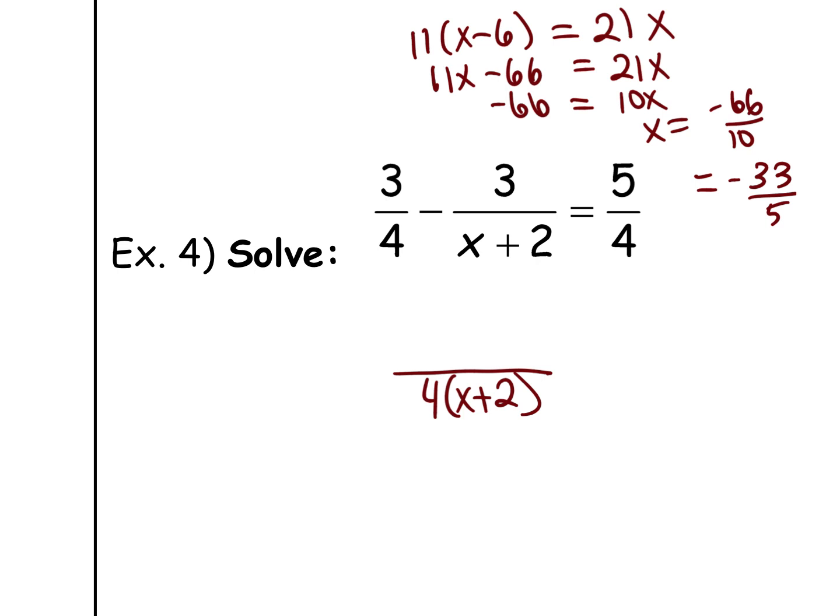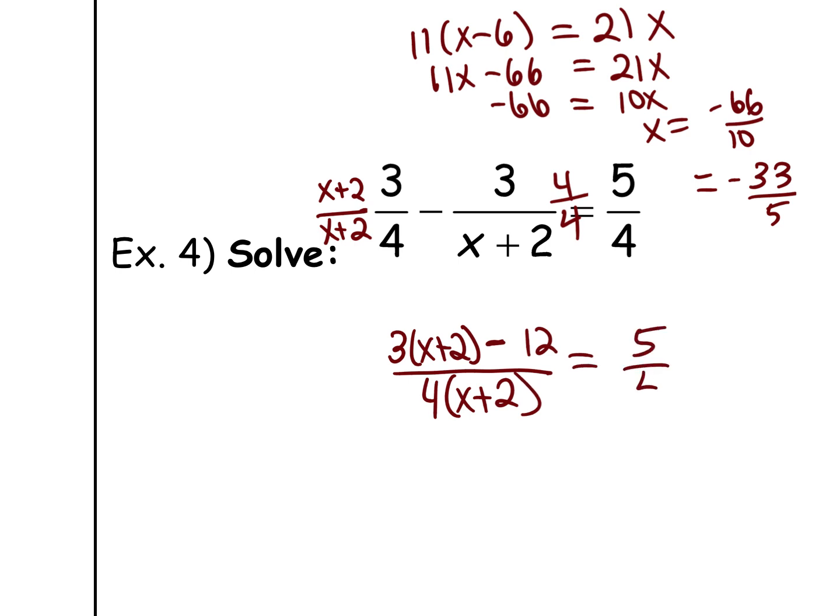The 4 on the bottom doesn't have the x plus 2, so that means this one we have to multiply by x plus 2 over x plus 2. Now we have 4 times x plus 2 on the left, but that means we have 3 times x plus 2 on top. This other piece has the x plus 2, but it doesn't have the 4. So we have to multiply by 4 over 4. And that'll give us the 12, which equals 5/4.